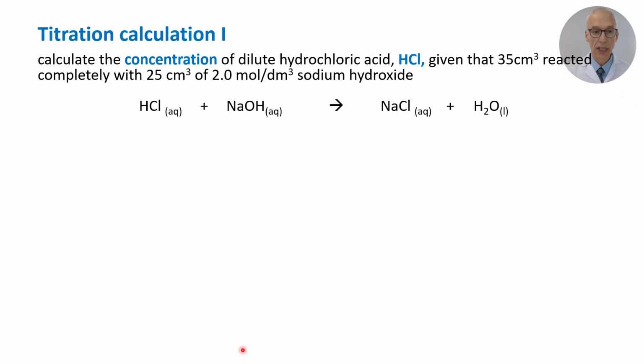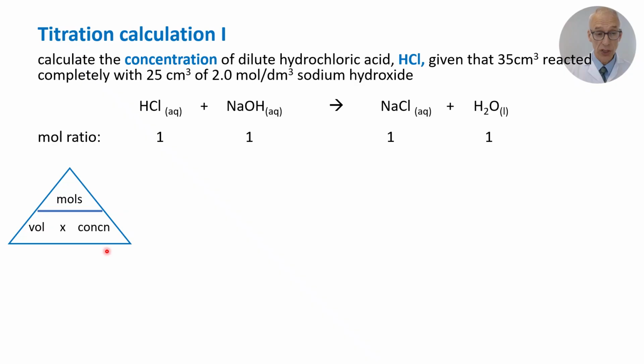So let's look at an example titration calculation. This is the sort of data you get. Calculate the concentration of dilute hydrochloric acid given that 35 centimeters cubed reacted completely with 25 centimeters cubed of 2 mole per decimeter cubed sodium hydroxide. So we have 3 values. We need to calculate the 4th. So we have a balanced equation with a reacting mole ratio of 1 to 1 to 1 to 1. So it's a simple 1 to 1 ratio throughout.